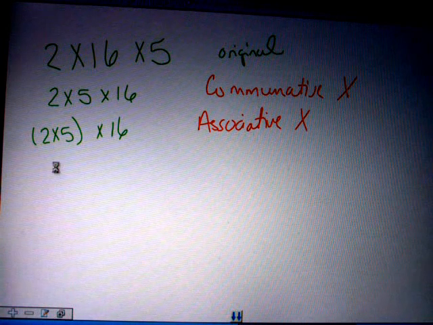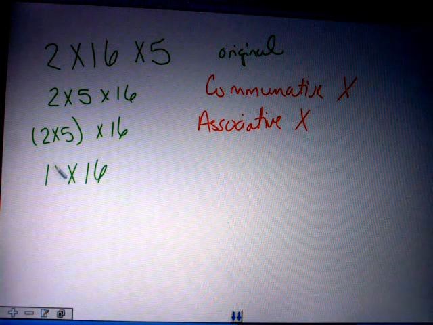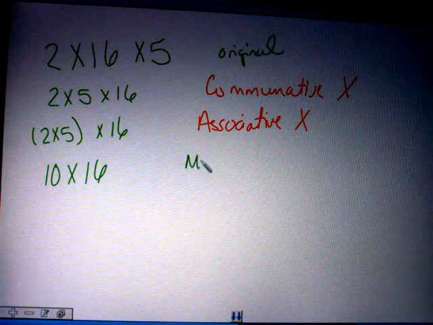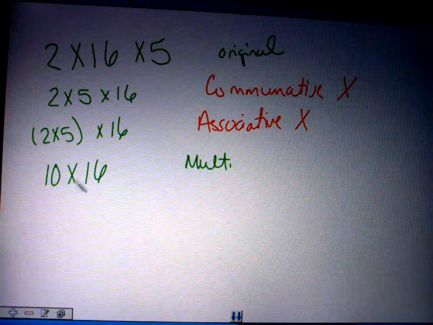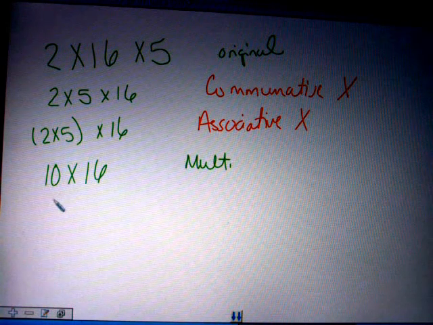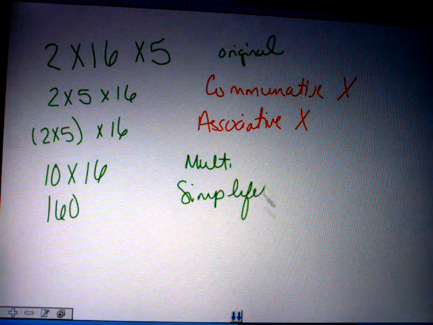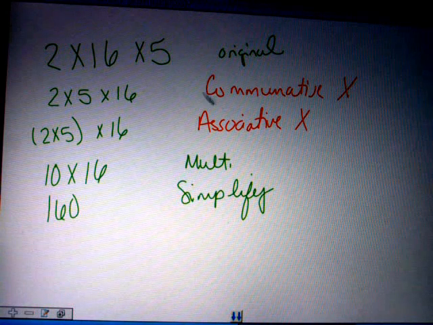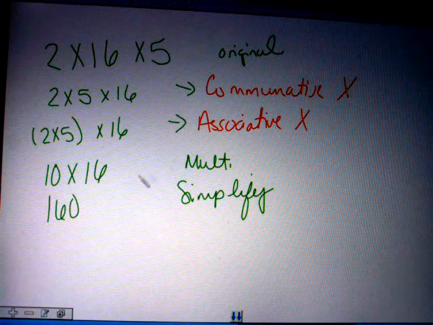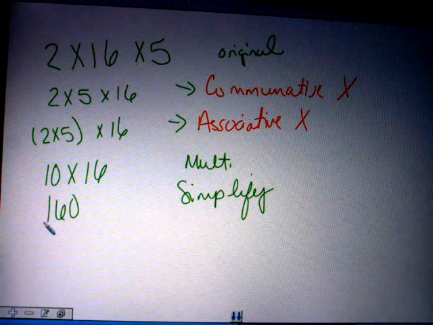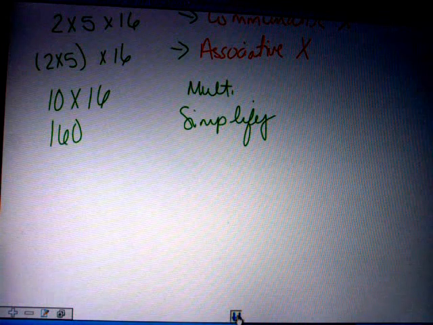Then I multiply and I get 10 times 16, and that is just multiplying. Then 10 times 16, using our multiplication patterns, gives me 160, and then I am just simplifying. So I can use these 2 properties to solve this, and I was able to do it in my head. No paper and pencil necessary. That's the goal with all of these properties: you can start solving these problems in your head and you don't have to always take out paper and pencil or a calculator.